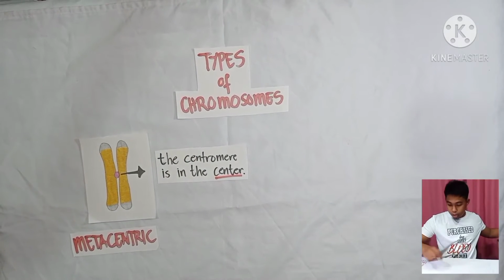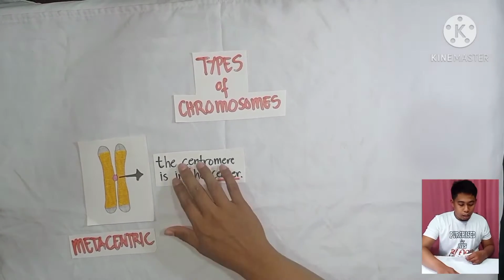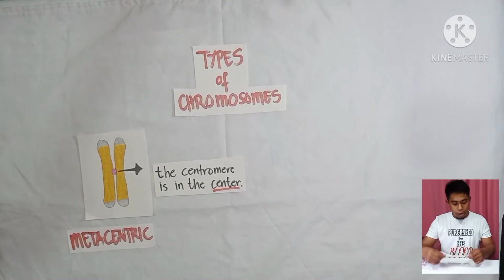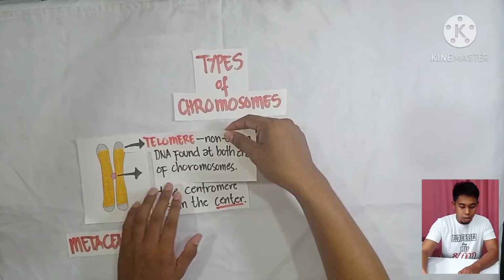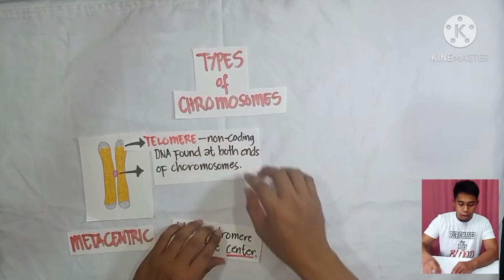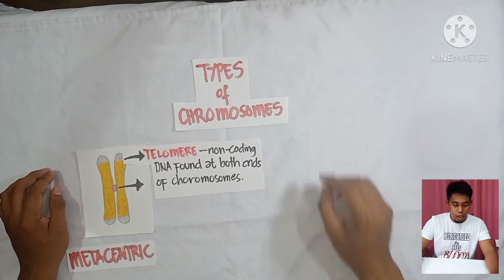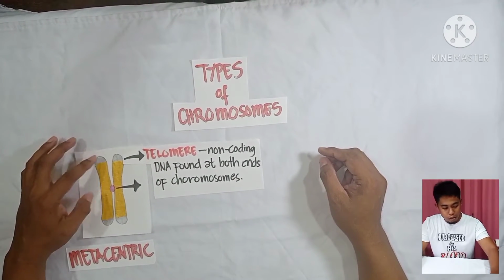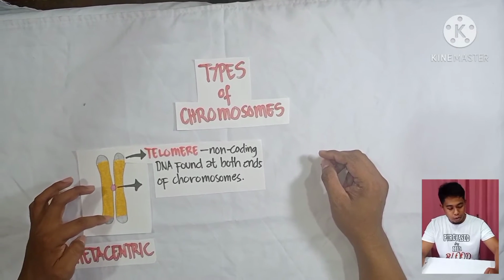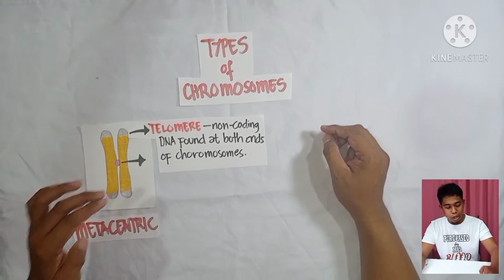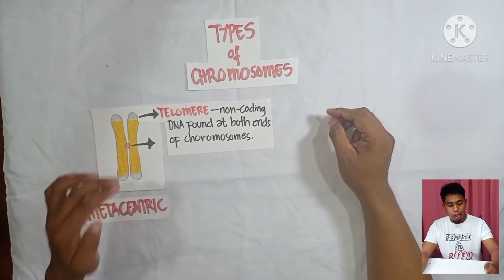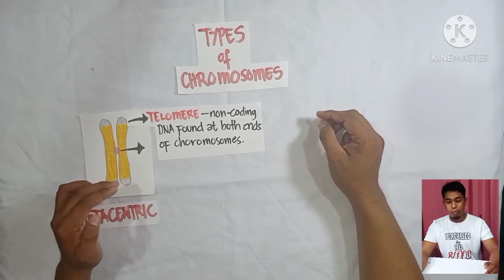A chromosome also has a part which is called the telomere. The telomere is the non-coding DNA found at both ends of chromosomes. Its job is to protect the chromosomes from any damage to the genome.